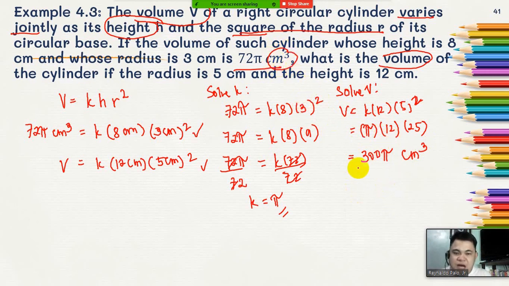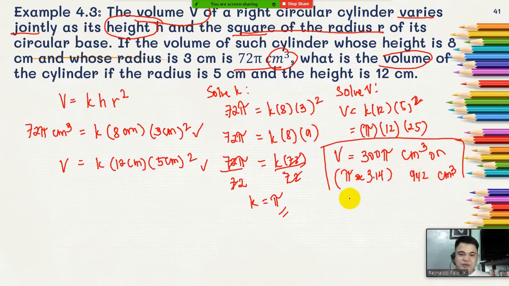That's what we are going to follow. Or if we will be associating the value of pi to 3.14, the alternative answer here is, what is the answer? 300 times pi is approximately 942 cubic centimeters. So this will be now your final answer. As simple as that, class.